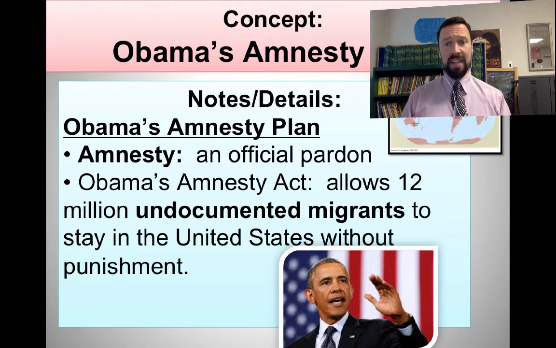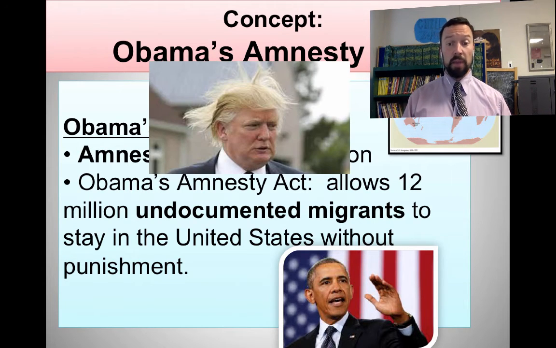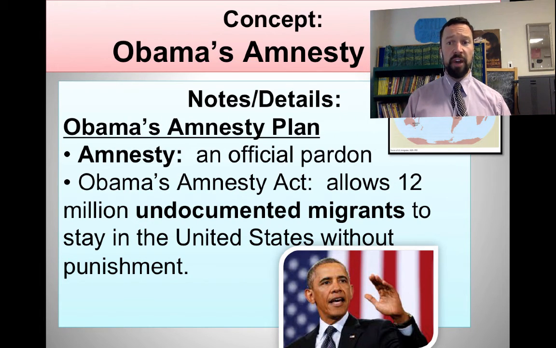So the concept of Obama's Amnesty plan, this is Obama, of course. Obama's Amnesty Act or plan will allow 12 million undocumented migrants to stay in the United States without punishment. This is a huge deal for especially people in the Republican Party, notably Donald Trump. Basically, they want people to be punished for being here illegally, when in fact, a lot of the reasons that people are showing up to this country is for what the United States is doing inside their country, such as Mexico and other places in South America and Central America.